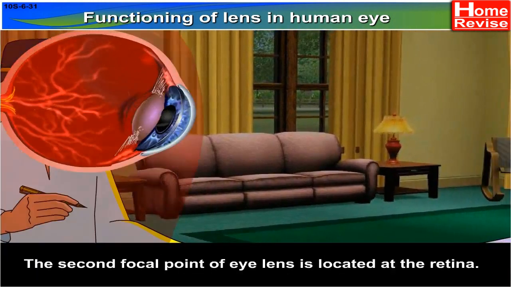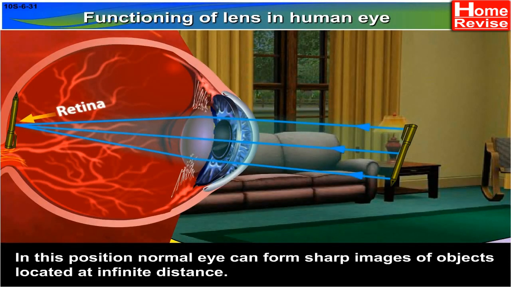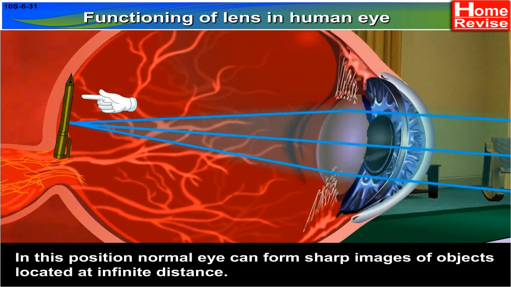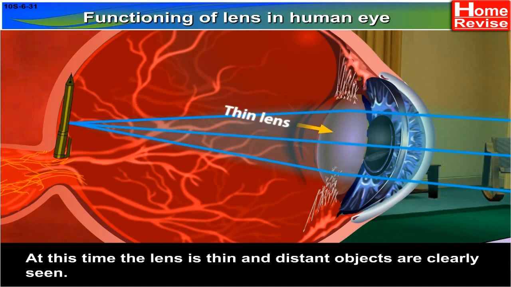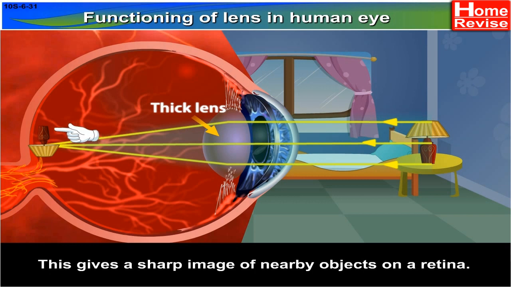The second focal point of eye lens is located at the retina. In this position, normal eye can form sharp images of objects located at infinite distance. At this time, the lens is thin and distant objects are clearly seen. The focal length of eye lens decreases while viewing the nearer objects and the lens becomes thick. This gives a sharp image of nearby objects on a retina.